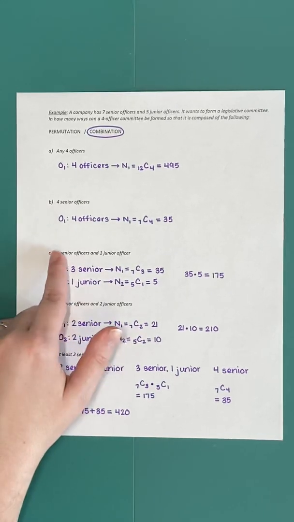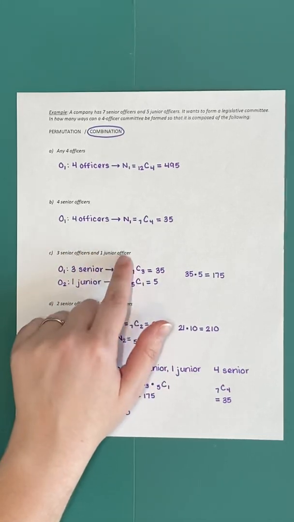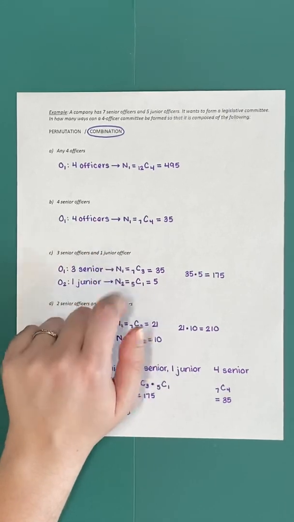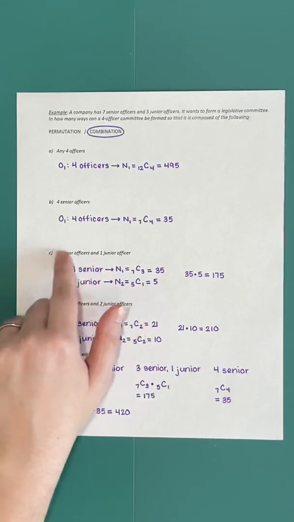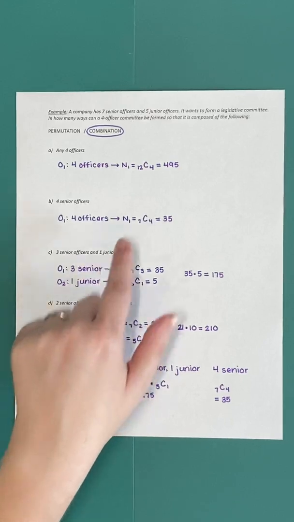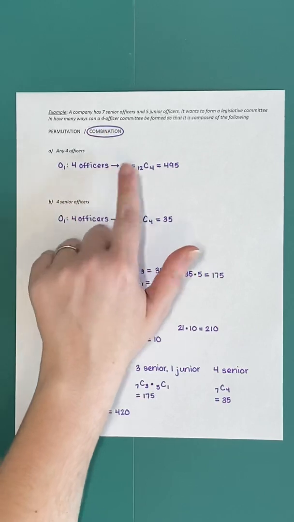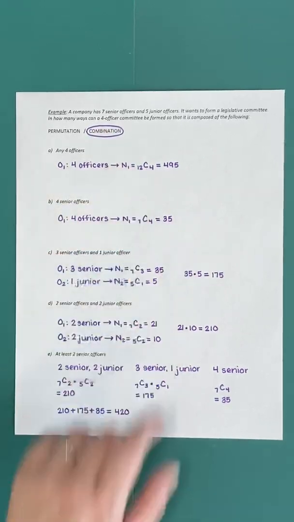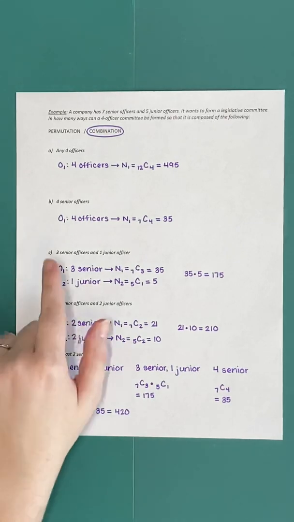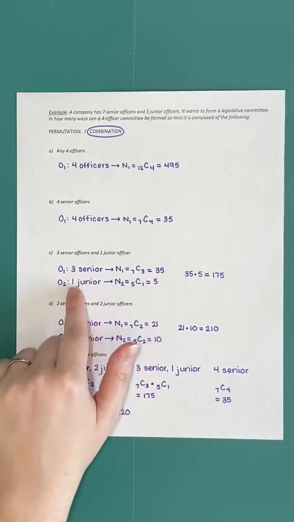Now, what if we want 3 senior officers and 1 junior officer specifically? So that specific ratio, 3 to 1. Well, now we have to break it down and we have to do this in 2 steps. We've got to choose the senior officers from that group of 7. And then we have to choose the junior officer from that group of 5. If we were to throw them all into a pile and choose from the 12 at large, we can't guarantee that we're getting the ratio that we want. So we have to make these 2 choices separately. So operation 1 is choosing the 3 senior officers, and then operation 2 is choosing the junior officer.